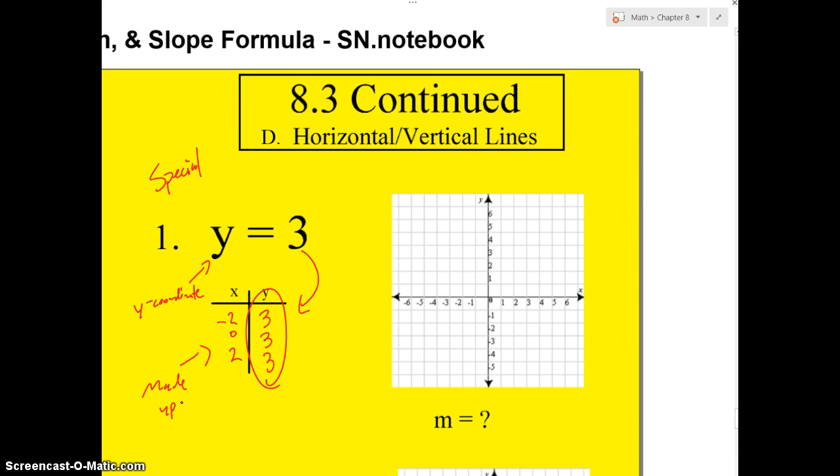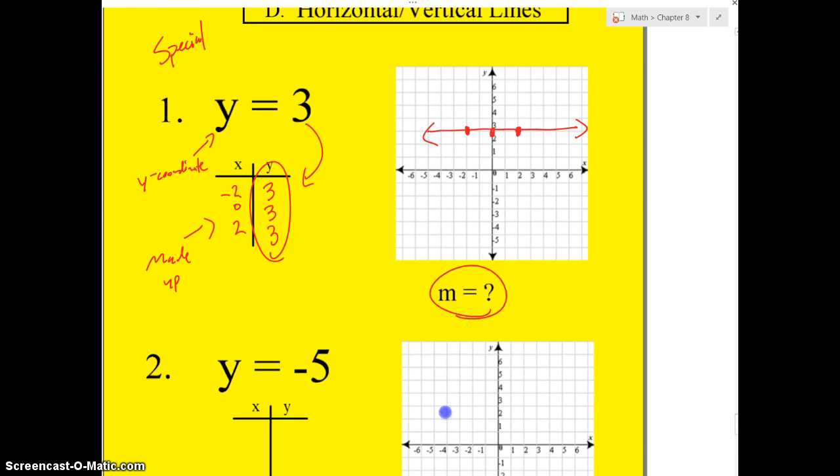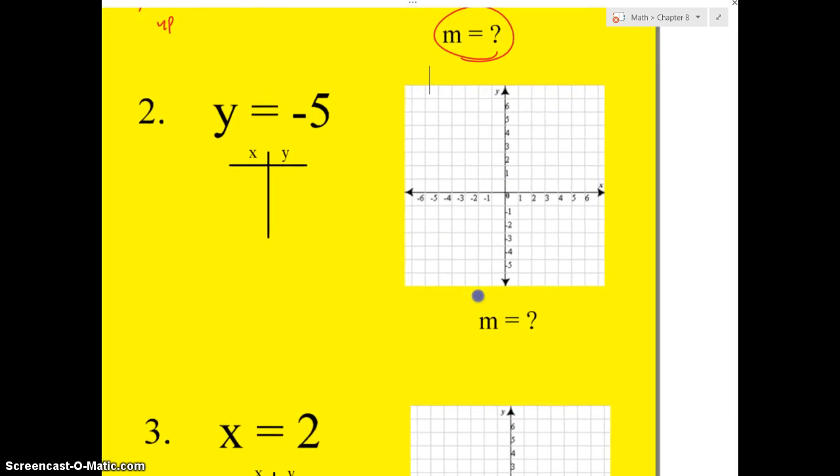Well, let's plot the ordered pairs. Negative 2, 3. We have 0, 3. And we have 2, 3. And as you can imagine, we have a horizontal line. So y equals 3 gives us a horizontal line. Well, what's our slope going to be? I'm going to come back to that in just a minute. Let's scroll down to the next problem.